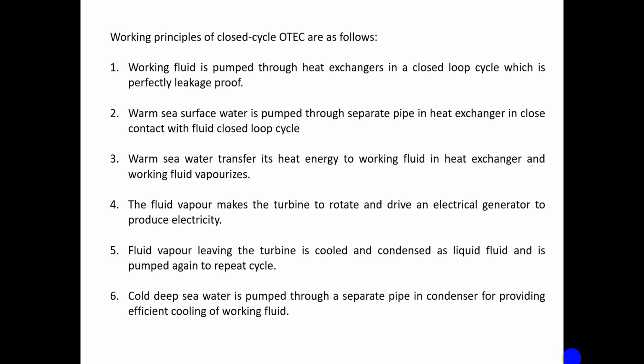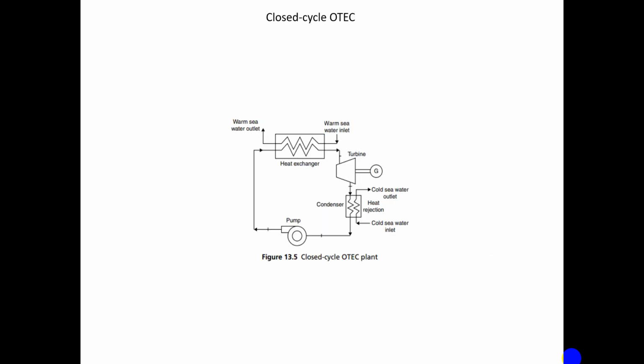The working fluid vaporizes, and the vapor makes the turbine rotate, which drives the electrical generator to produce electricity. Next, the fluid vapor leaves the turbine, is cooled and condensed into liquid fluid, and is pumped again to repeat the cycle. The cold deep seawater is pumped through a separate pipeline in a condenser to provide efficient cooling of the working fluid, which is ammonia.